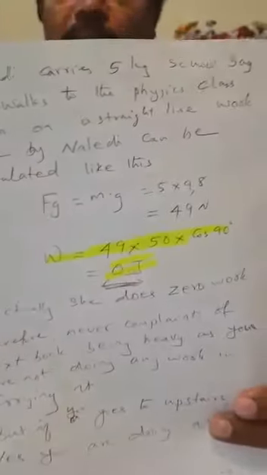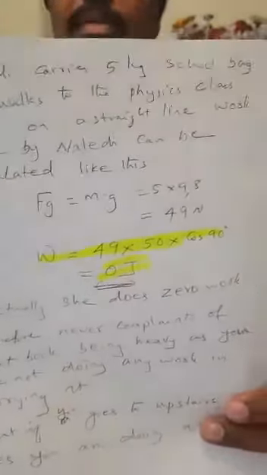the formula, the force due to the bag is actually the weight. So the weight of the 5 kilo bag is now 49 Newton, as I have indicated here. So the work done by her is actually W is equal to 49 times 50 times cos 90, because the weight of the bag is perpendicularly down and she walks straight in the horizontal direction. So the theta is 90 degrees and she is doing 0 joules of work.